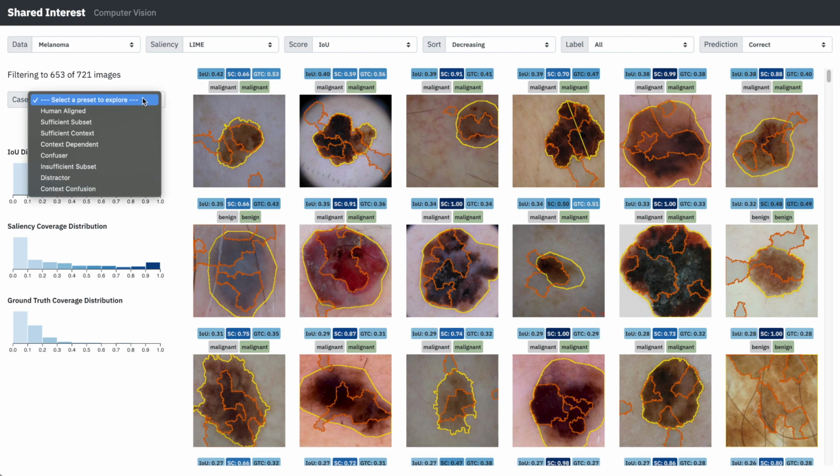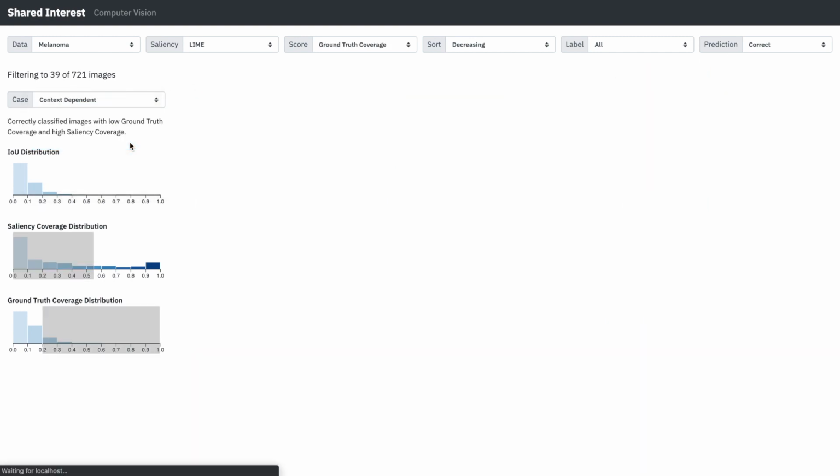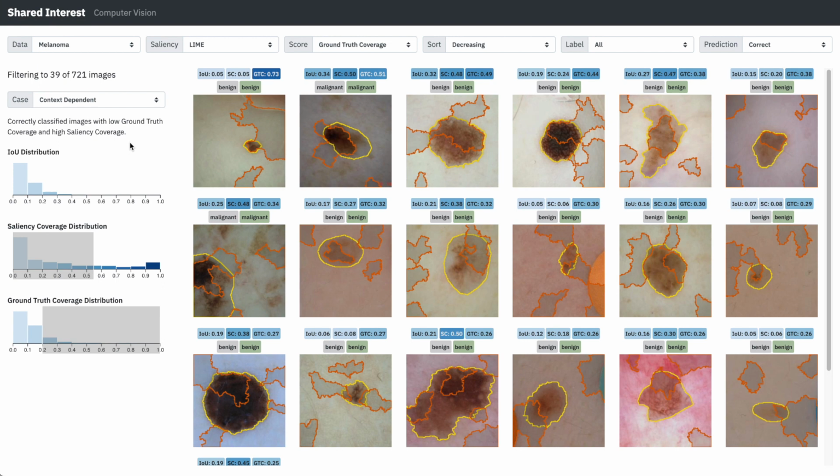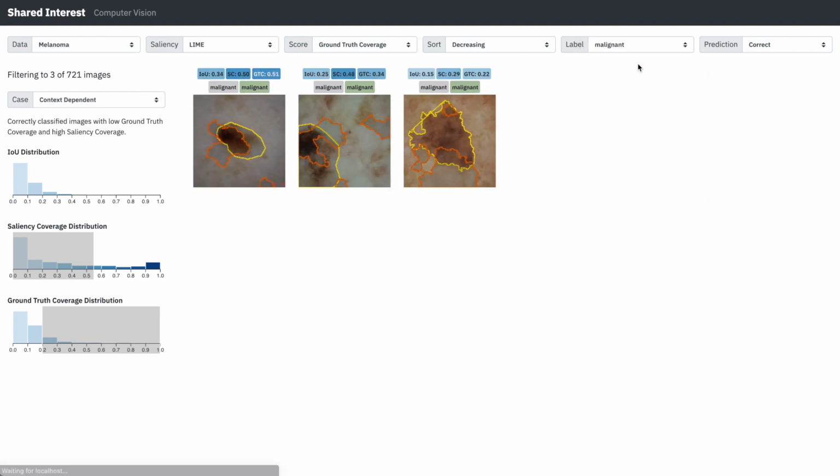Next, the user analyzes context-dependent examples. These are correctly classified images where the model relies on features within and outside of the ground truth region. Looking at these examples is interesting, especially when considering the malignant examples.